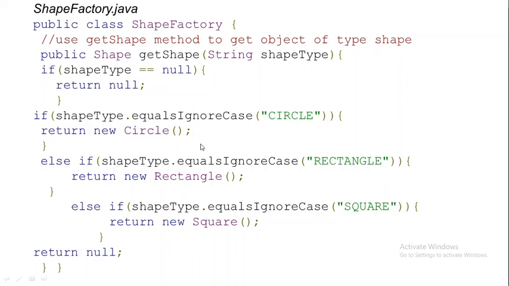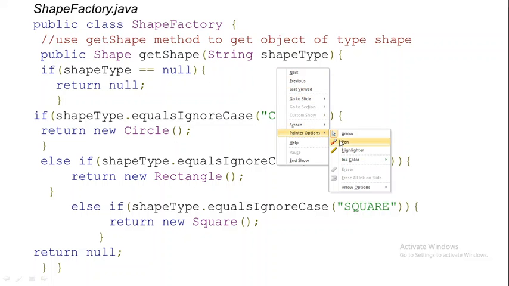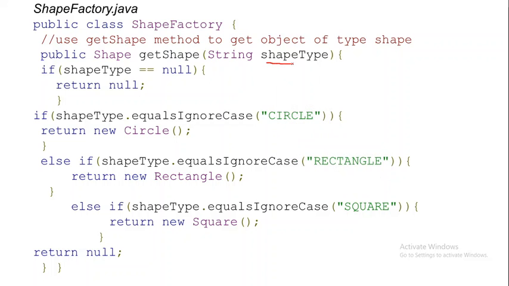Now you see the ShapeFactory. Create one more program, ShapeFactory. So it implements, you see. Public Shape getShape, String shapeType. That means here it is taking a parameter, and the parameter is of type String. Whenever you are invoking getShape with circle, automatically it invokes the Circle object. If the value is rectangle, it will invoke the Rectangle object. If it is square, it will invoke the Square object, like that.